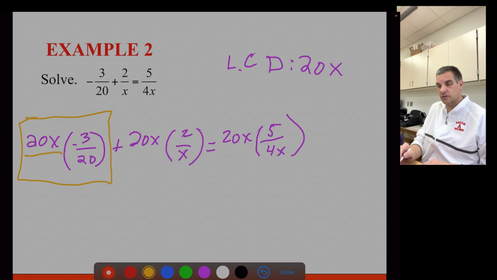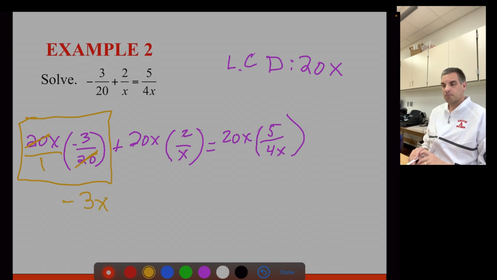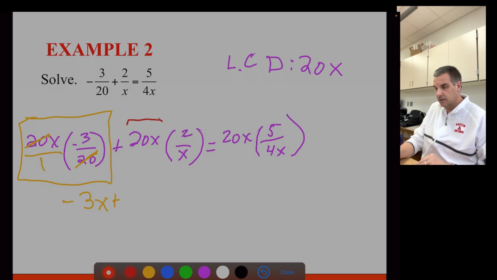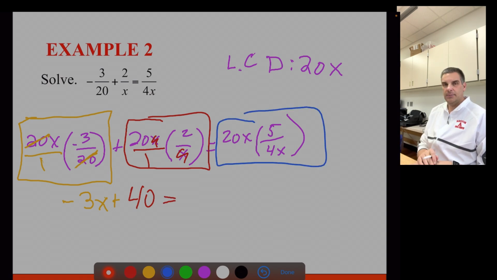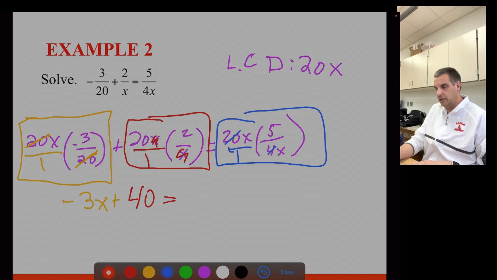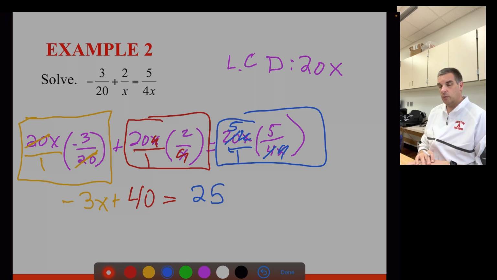Okay, so this is like 20x over 1, so I've got a 20 in the numerator and a 20 in the denominator, so they cancel each other out. So I'm left with x times negative 3, so that's negative 3x. Plus, now if I take 20x times 2 over x, that's like 20x over 1, so the x's are going to cancel each other out. 20 times 2 is 40. That's then going to equal 20x times 5 over 4x. The 20 and the 4 can reduce. The 20 can become a 5, and the x's can go away. 5 times 5 is 25. Now I have an equation, negative 3x plus 40 is equal to 25.